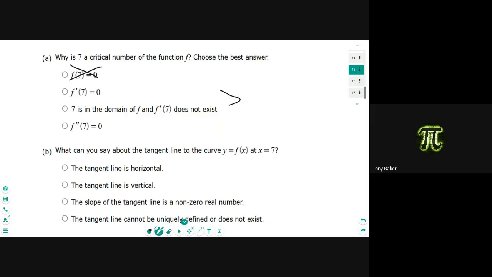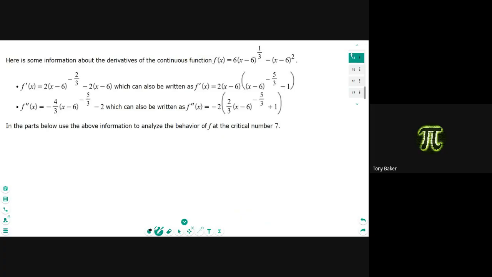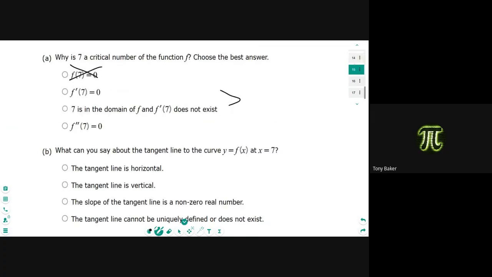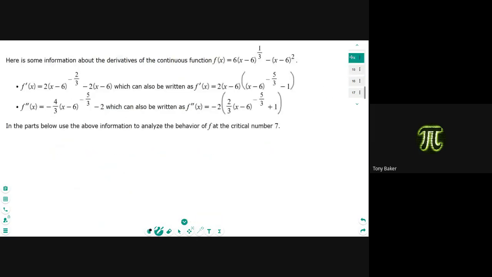Does the 7 exist or not? The second derivative? Yes. I guess it could be. Let's see. Well, it exists because there's nothing in here that doesn't exist. So if we plug in 7, it does exist.